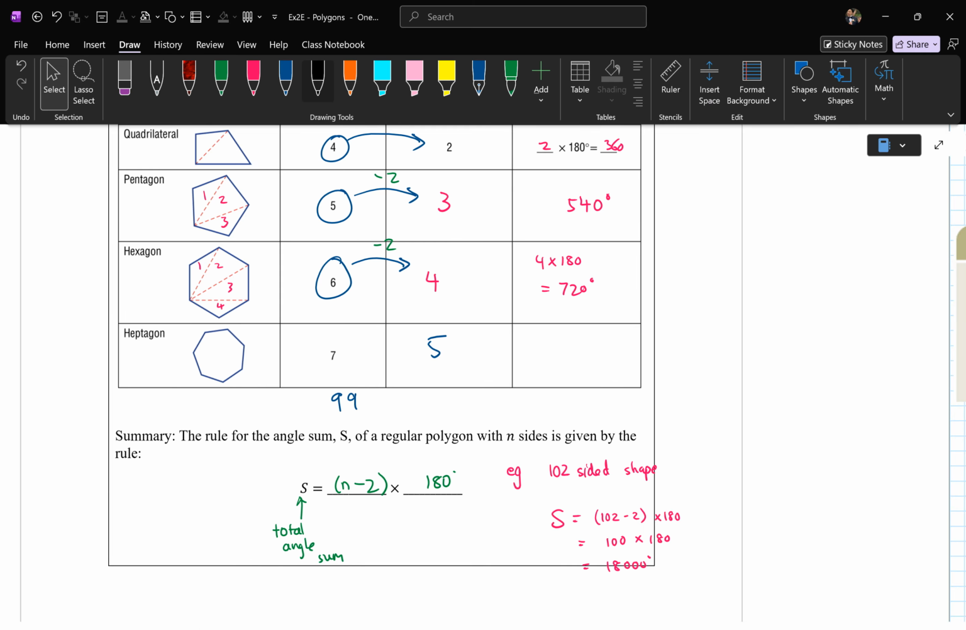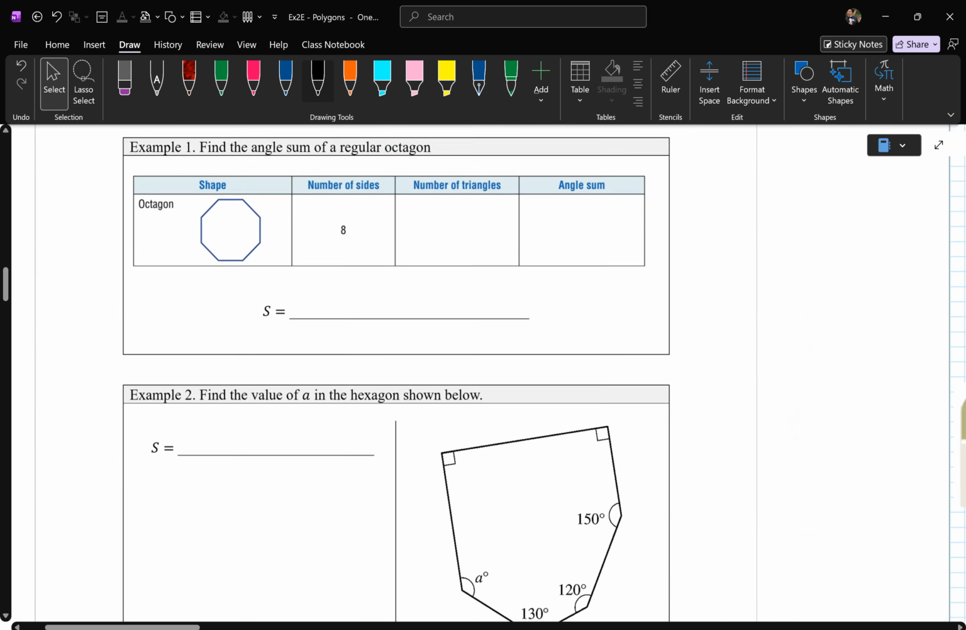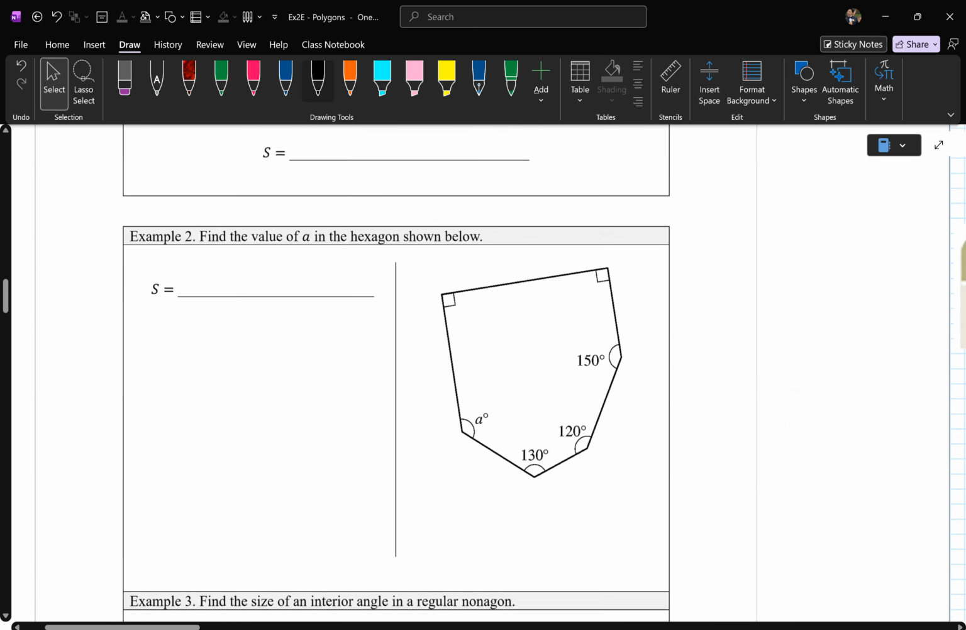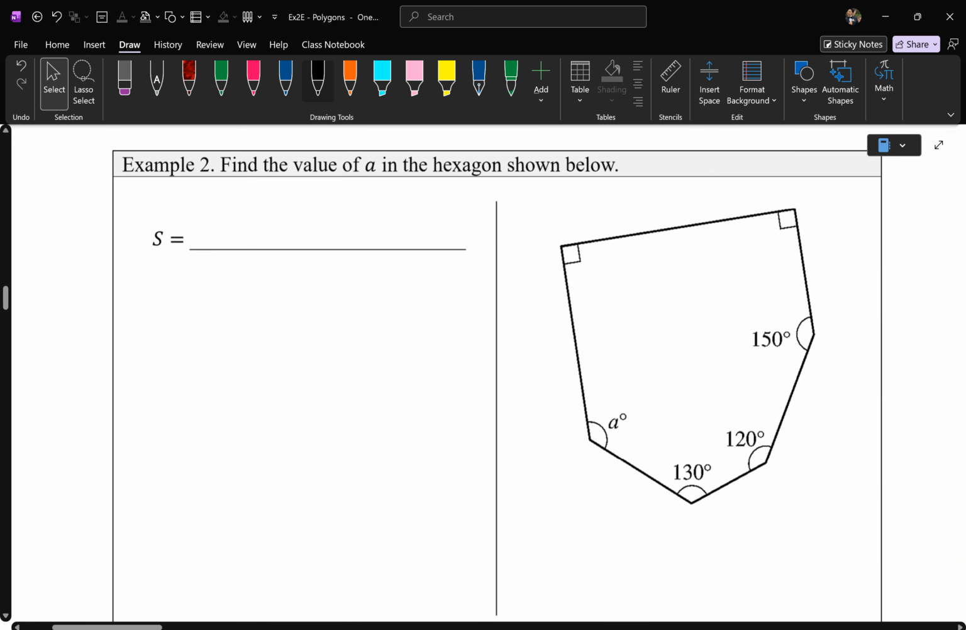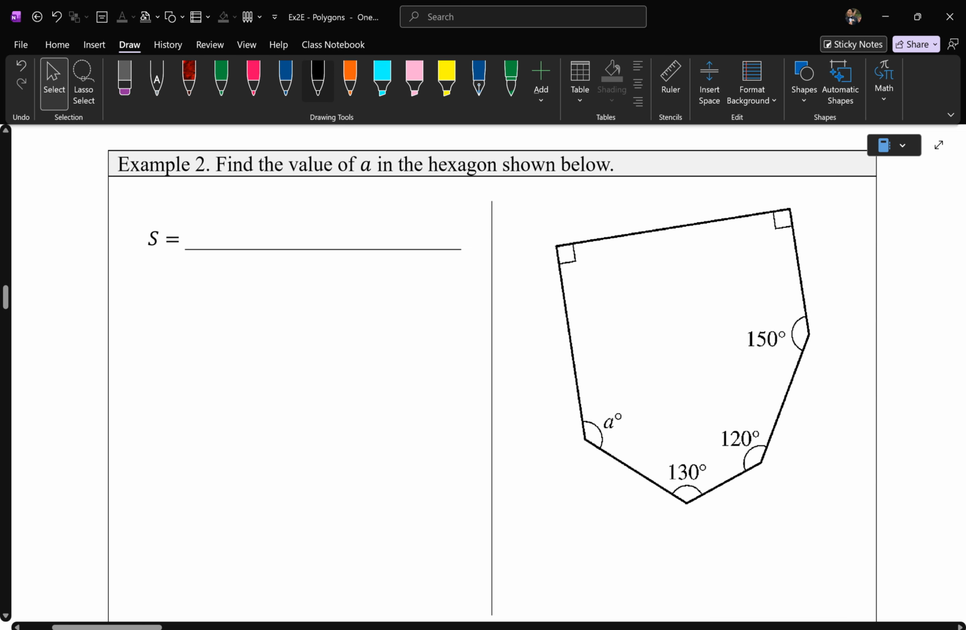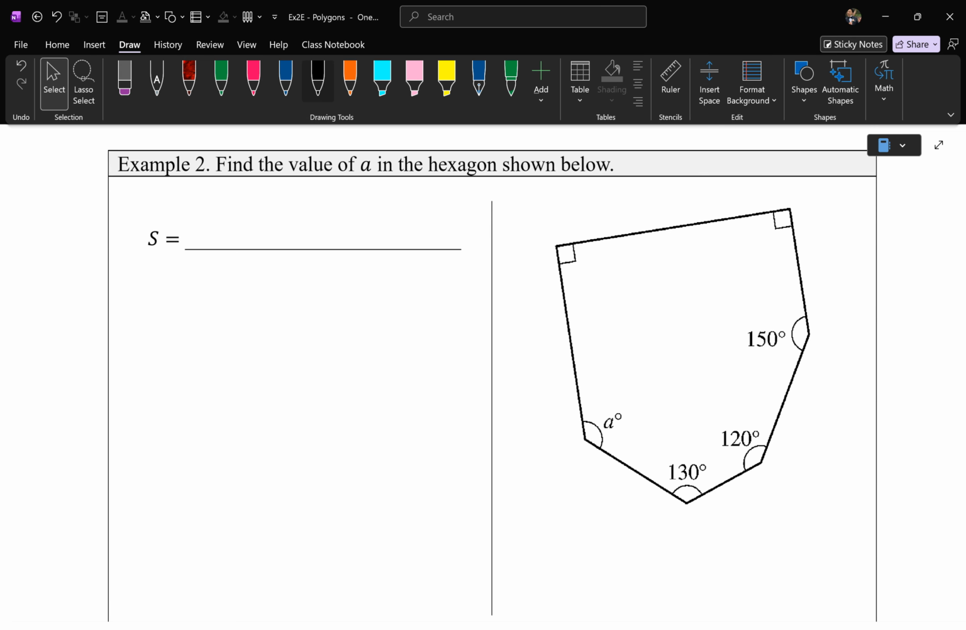Here we go. Flip over the page. Let's do this question. Example 2. I'm skipping the example 1 because you guys should be able to figure out octagon now. Here we go. Find the value of A in the hexagon. Now, based on what we've talked so far, hexagon. How many sides does a hexagon have? Let's go with Oliver. 6. Very good. Which has 1, 2, 3, 4, 5, 6.